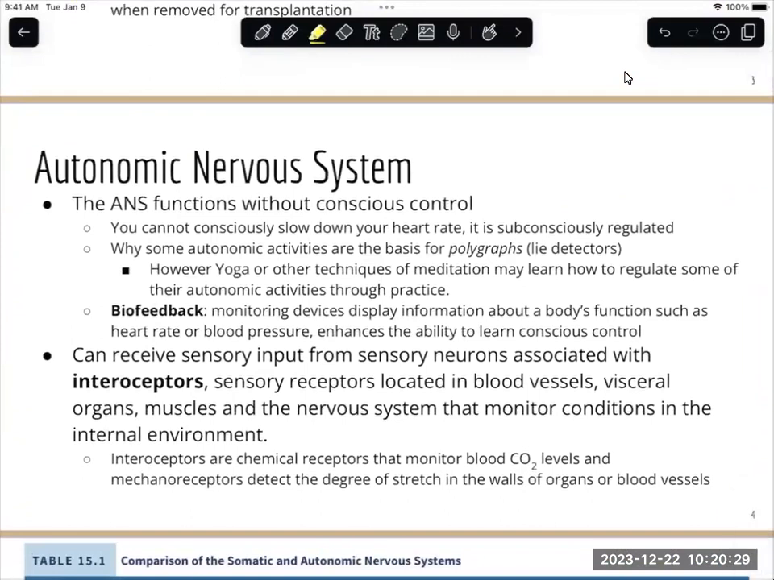The autonomic nervous system will function without your brain knowing it. We mentioned in the brain chapter, most of your autonomic functions take place in the brain stem. Things that are regulated in the brain stem, we cannot control. We can only control what goes up to the cerebral cortex. We only consciously know what is happening once it's reached that cerebral cortex. So you cannot consciously control your heart rate.